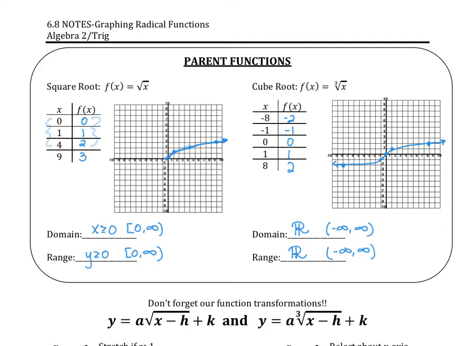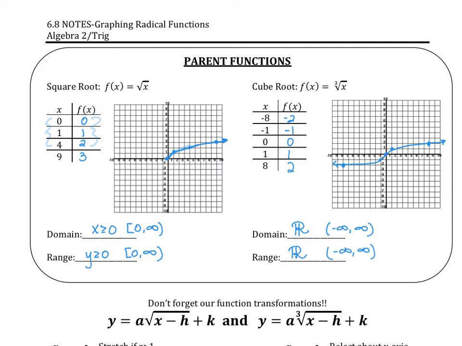So these two are our parent functions. When you're graphing radicals, you need to ask yourself, what kind of radical do I have? Do I have a square root or do I have a cube root? Those are the only two radicals we are going to focus on this year, graphing-wise: square roots and cube roots.